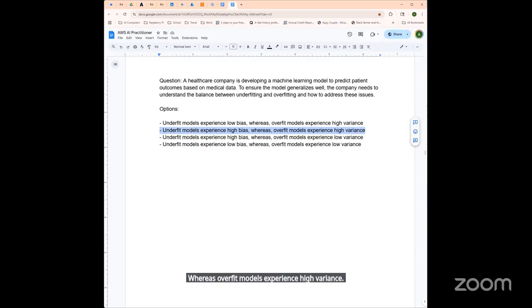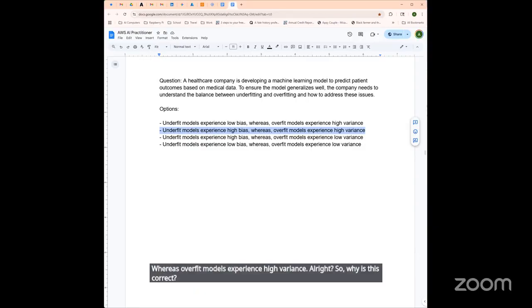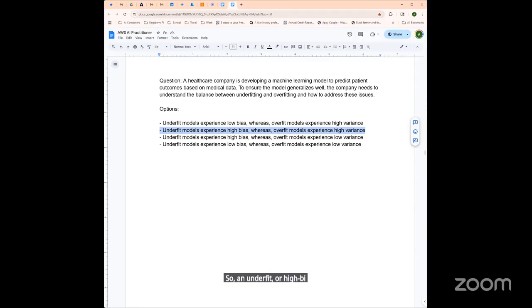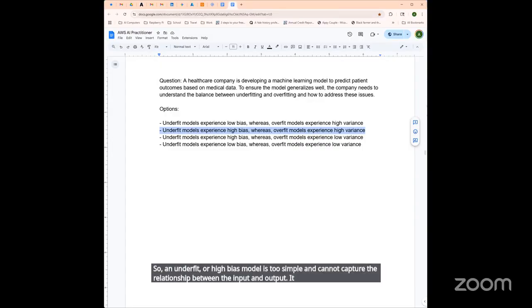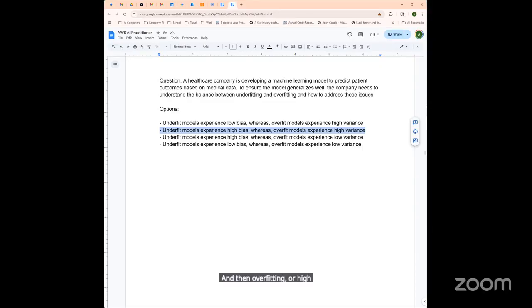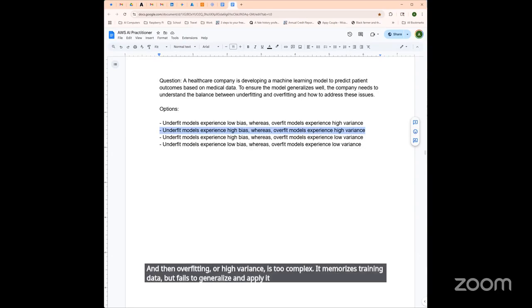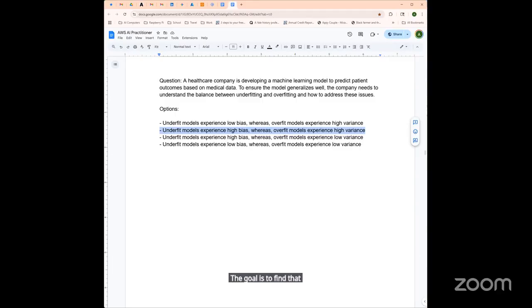So why is this correct? An underfit or high bias model is too simple and cannot capture the relationship between the input and output. It gives inaccurate results for both training and test data due to overly simplistic assumptions. And then overfitting or high variance is too complex. It memorizes training data, but fails to generalize and apply it, right? So it gives accurate results for training, but poor results for test data, due to the sensitivity to small data fluctuations. The goal is to find that sweet spot between underfitting and overfitting for optimal model performance.